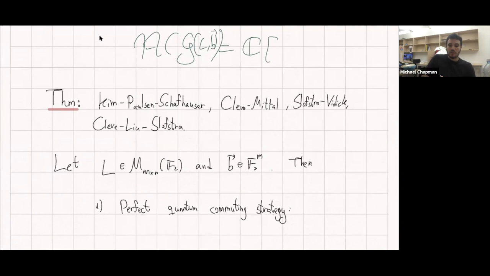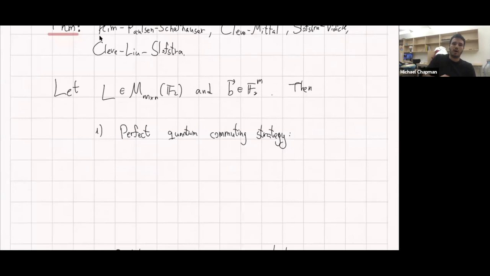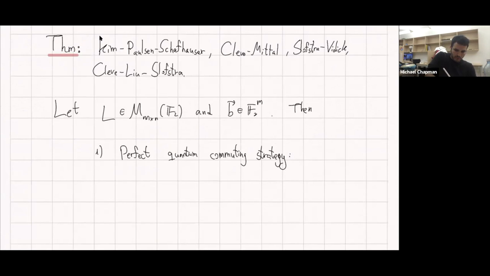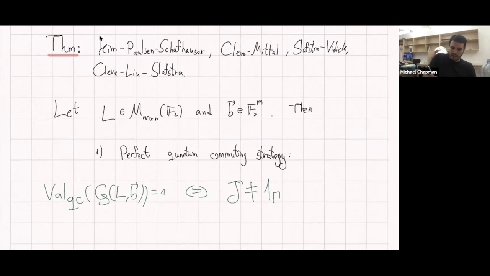The game algebra of this game is the same as the group ring of this group. This is not as easy to see, but I claim that this is true. And now I want to relate properties of this group to the quantum commuting value and the quantum value. Again, these fine gentlemen prove the following: the quantum commuting value of the linear constraint system game defined by the matrix L and the right-hand side vector B is one if and only if J is not the identity element in the group.